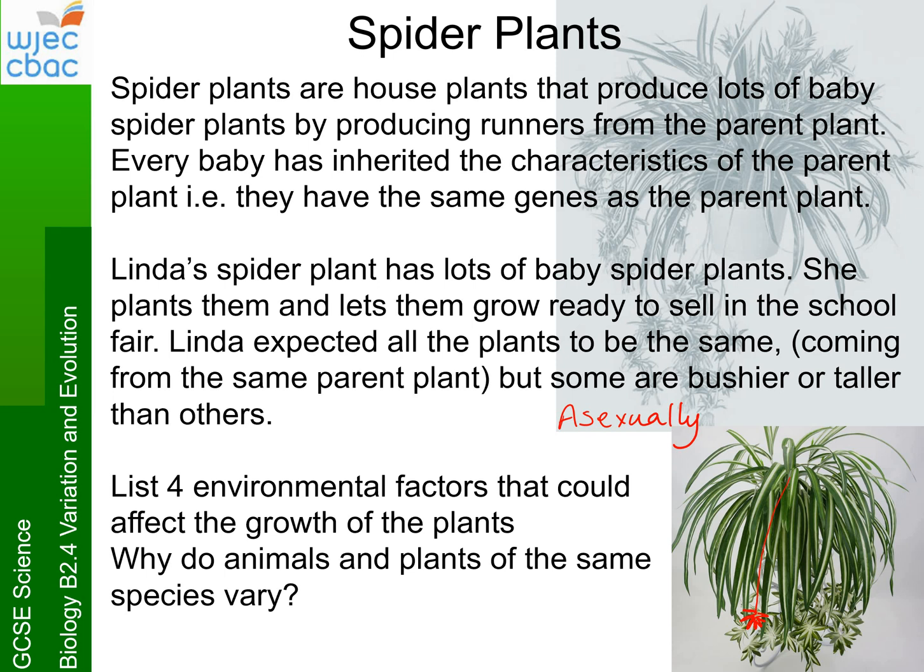So spider plants are often kept in the house. They're house plants. They produce lots of baby spider plants by making these stems called runners from the parent plant. Every baby spider plant has inherited the characteristics of the parent plant, i.e. they have the same genes. So Linda's spider plant has lots of baby spider plants. She plants them and lets them grow ready to sell in the school fair. Linda expected all of the plants to be the same, because if they came from the same parent plant, they would be genetically identical. But some are bushier or taller than others.